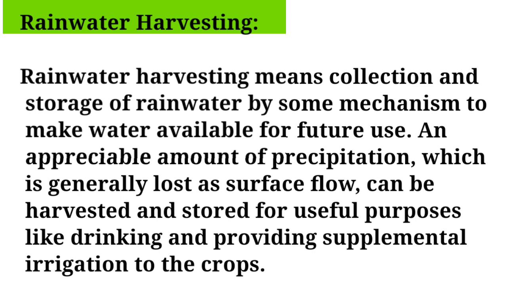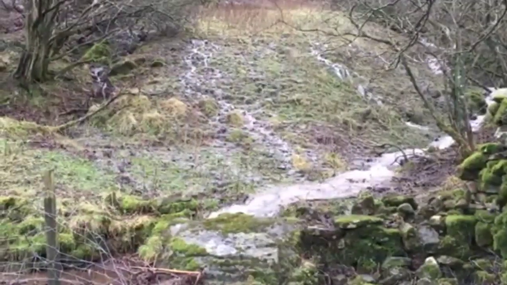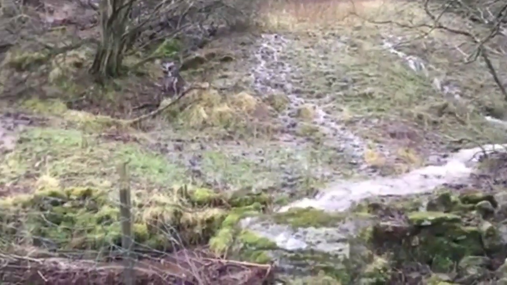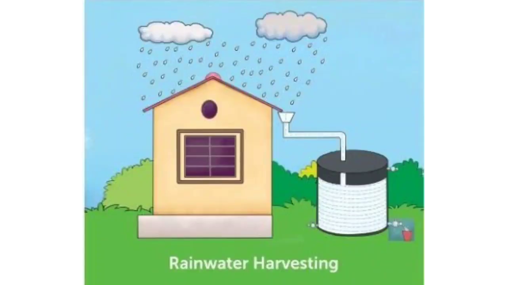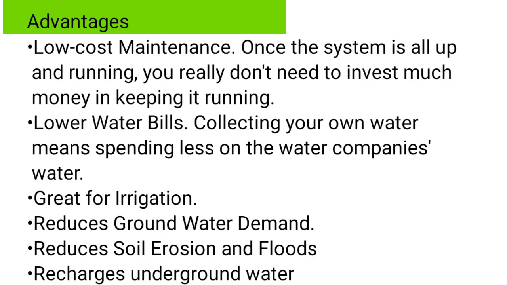So how can we follow watershed management? By the simple process of rainwater harvesting. Rainwater harvesting is the collecting and storage of rainwater by some mechanism to make the water available for future use. Now most of the rainwater is wasted by surface runoff, it is lost. But if we store that rainwater, it can supplement the irrigation of crops or be used for consumption in the future.